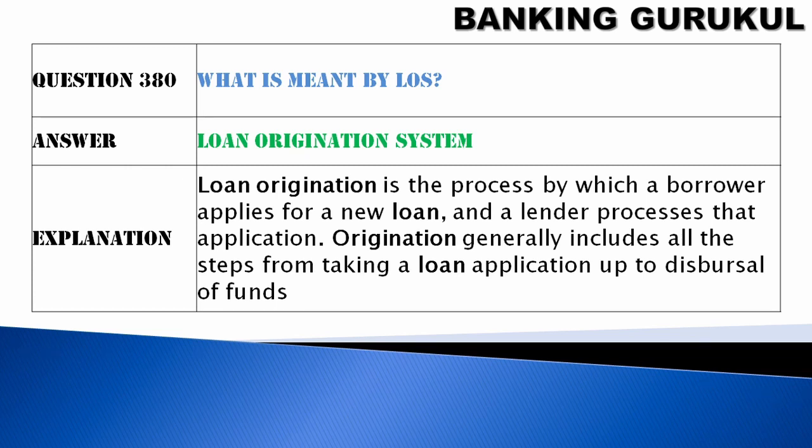What is meant by LOS? In the loan life cycle, LOS means loan origination system. So the loan origination system covers a new loan and the lending process: getting the lead, converting them into a prospect, creating them as a customer, up to the disbursement of the loan. All of this will be covered under the loan origination system.